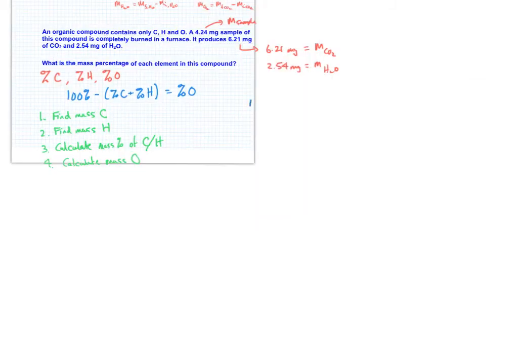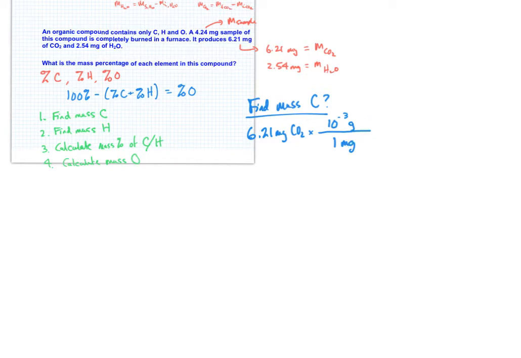Okay, so how do we find the mass of carbon? The way we do this is we start with our mass of CO2, 6.21 milligrams CO2, and I want to get rid of that milligrams because I'd rather have it in grams so I can use the molar mass. So I'm going to say 10 to the minus 3 grams for every 1 milligram. Remember, this is a common mistake. Milli means 10 to the minus 3. That gets applied to the base unit.